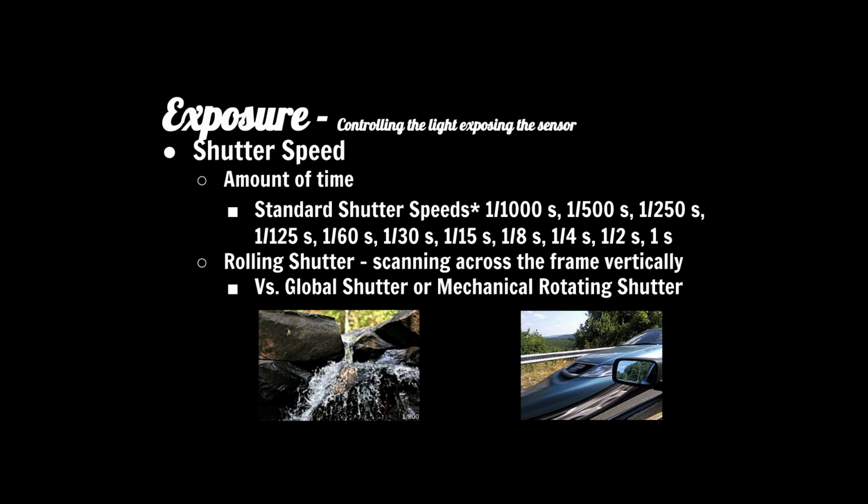All right, so shutter speed. Shutter speed affects the amount of time that the camera allows the sensor to be exposed. And the standard shutter speeds, at least according to what I researched on Wikipedia, are 1/1000th of a second, 1/500th of a second, 1/250th of a second, 1/125th of a second, 1/60th of a second, 1/30th of a second, 1/15th of a second, an eighth of a second, a quarter of a second, half a second, and 1 second.